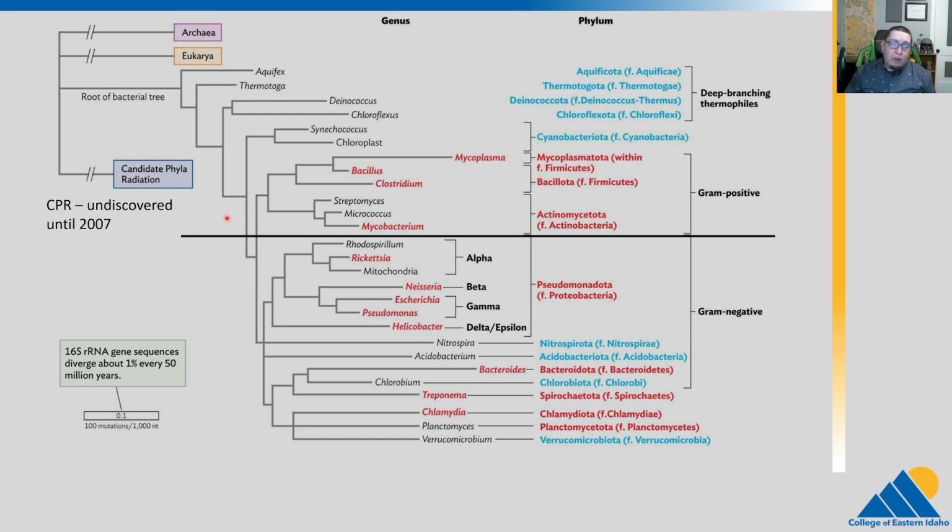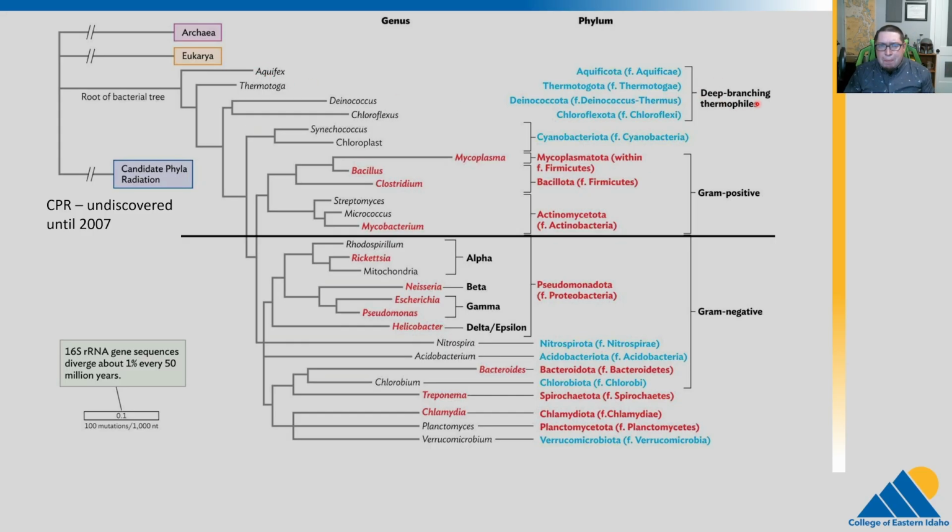So here's our big phylogenetic tree of bacteria. And eukaryotes and archaea are off on their own over there. You'll see there are groups that we're not going to talk about. These are interesting microbes like Aquifex. You can find that in Yellowstone. Not relevant to us.